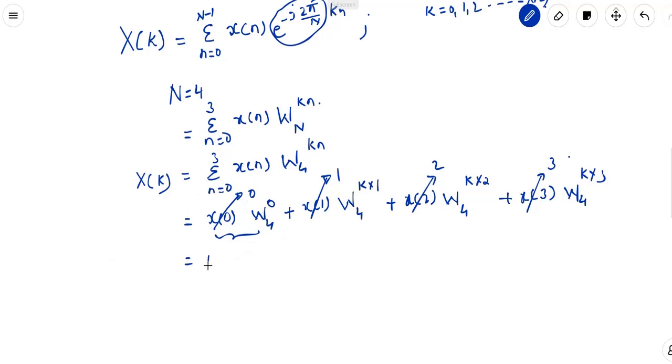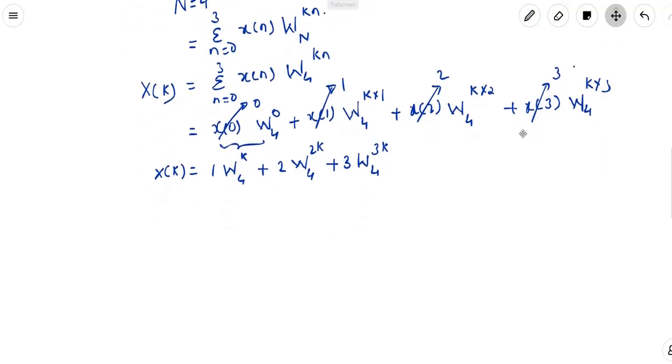So what I'm going to write is, leaving out the 0 term, 1 into omega 4 of k plus 2 into omega 4 of 2k, plus 3 into omega 4 of 3k. What is this? This is your x of k. Now we have got x of k. This is the equation when we expand our x of n. So we are going to get this equation.